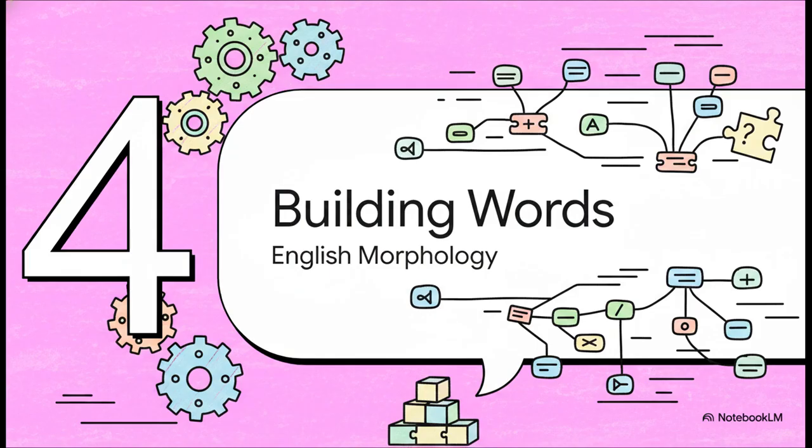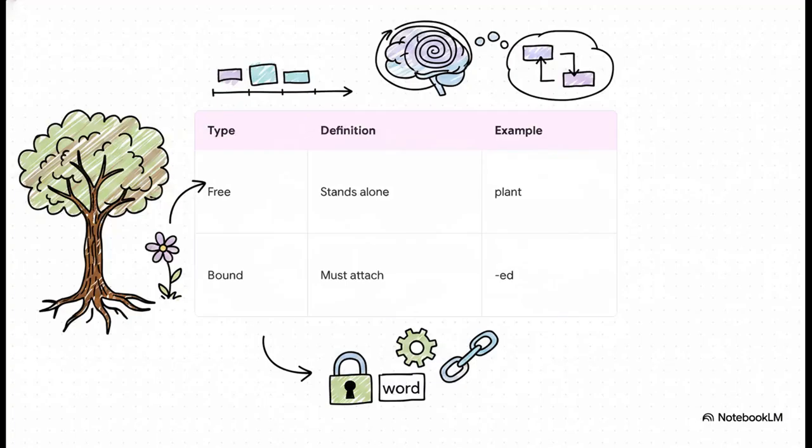Okay, Section 4, Morphology, how we actually go about building our words. So now that we've got a handle on sounds, we need to look at morphemes. These are the absolute smallest grammatical units of meaning. Think of morphology as the anatomical study of how a word is structured.